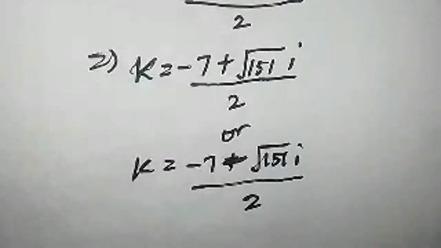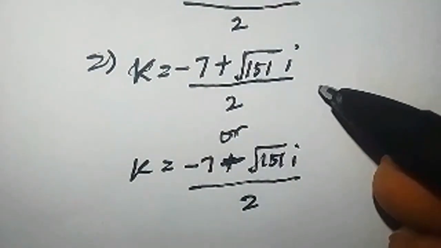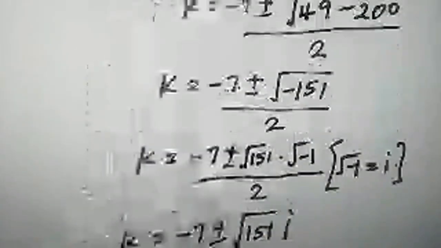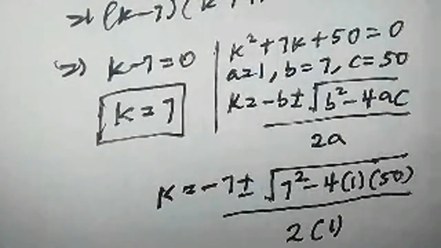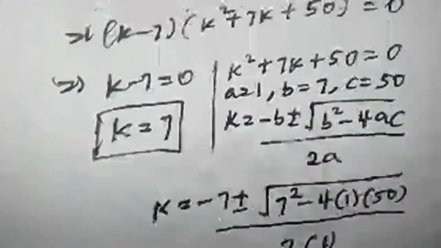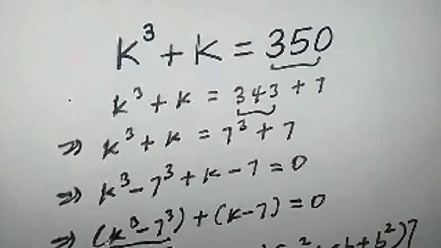You will see that we have two distinct complex solutions, which are these two, and a real solution. We have K equals 7 to be the only real solution, and two complex solutions. That's it for this video.